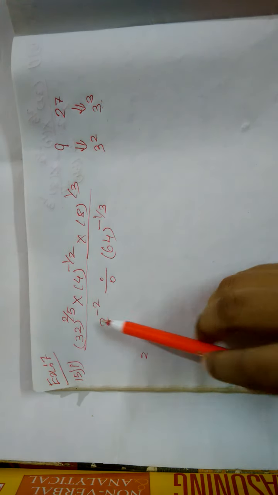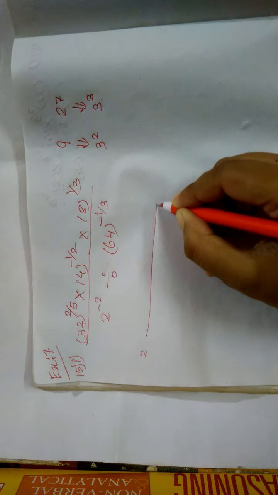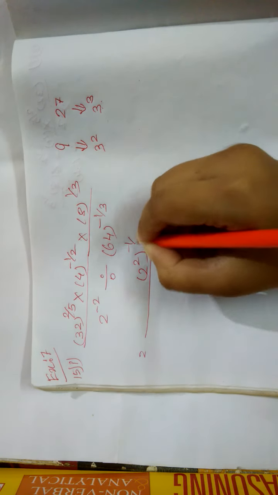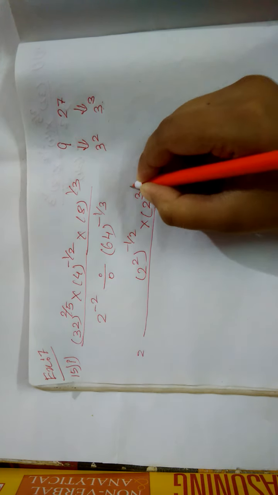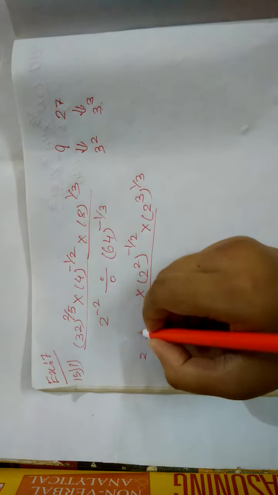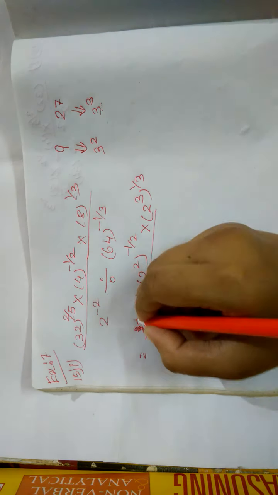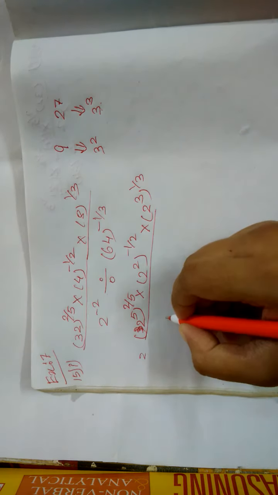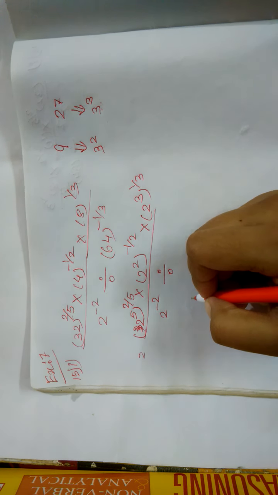So making the bases common, you can see 4 can be written as 2 squared, 8 can be written as 2 cube, and 32 can be written as 2 to the power 5. Similarly, 64 can also be written as 2 to the power 6.